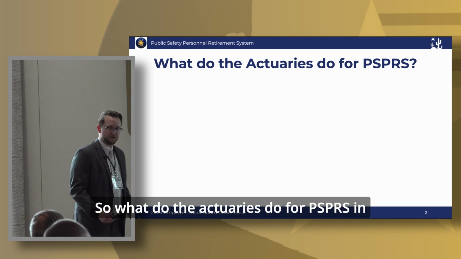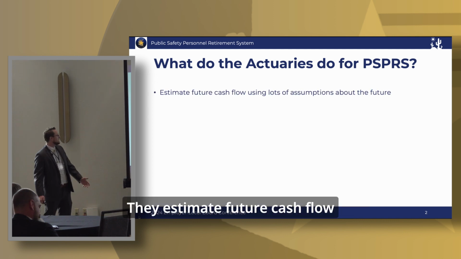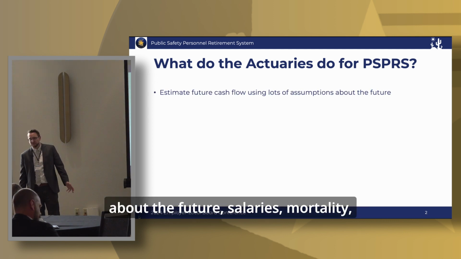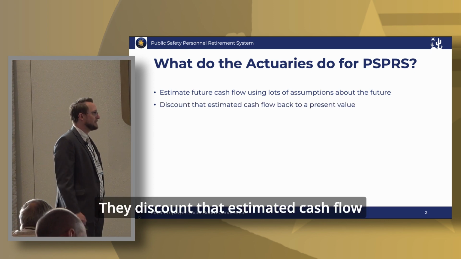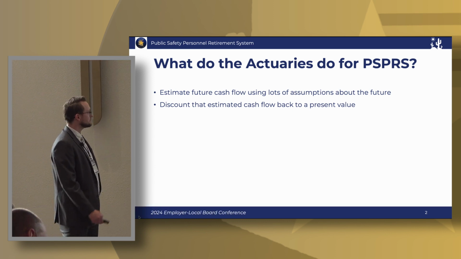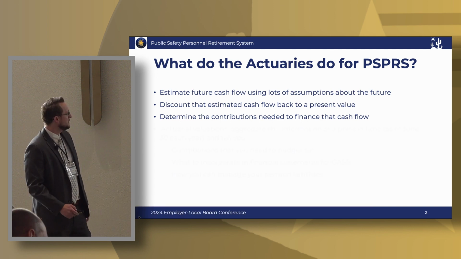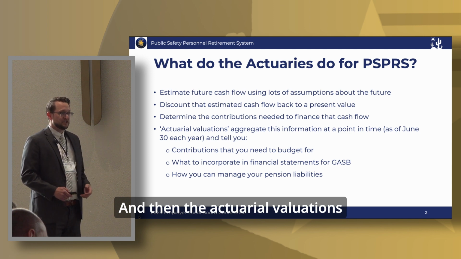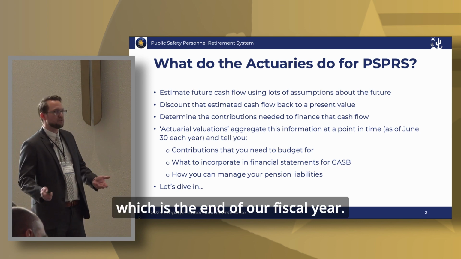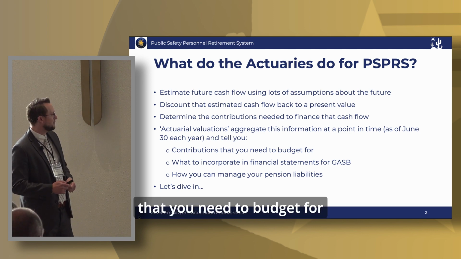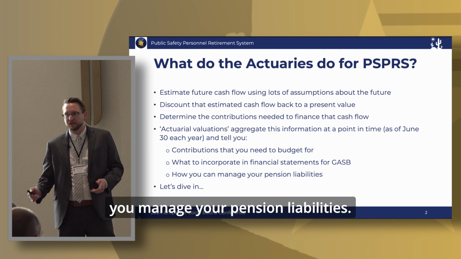So what do the actuaries do for PSPRS in very simplistic terms, because there's a lot that goes on here? They estimate future cash flow using lots of assumptions about the future: salaries, mortality, those sorts of things. They discount that estimated cash flow back to a present value. They determine the contributions needed to finance that cash flow, assuming certain investments over time. And then the actuarial valuations aggregate all this information at a certain point in time, June 30th every calendar year, which is the end of our fiscal year. They tell you the contributions that you need to budget for, what to incorporate in the financial statements for GASB, and how you can manage your pension liabilities.